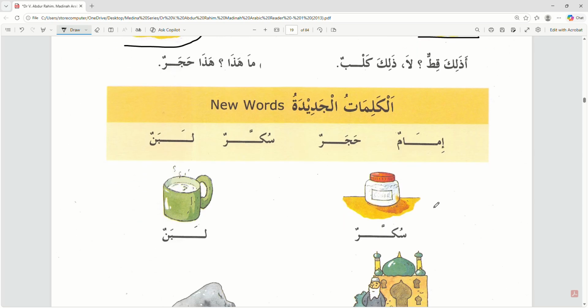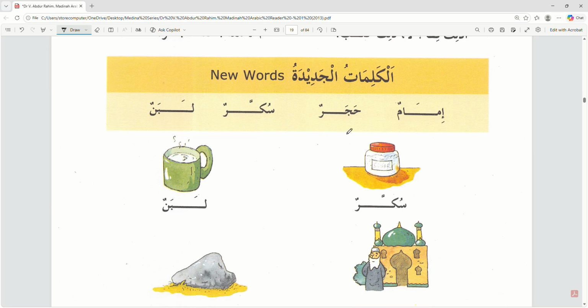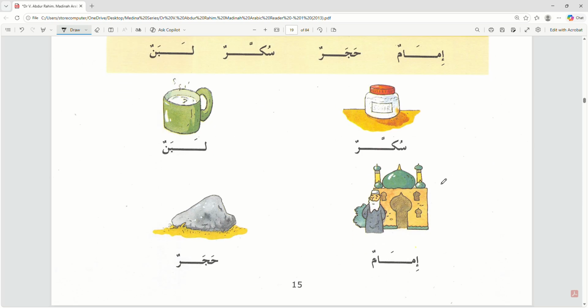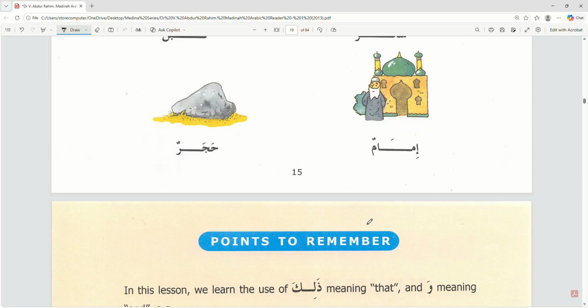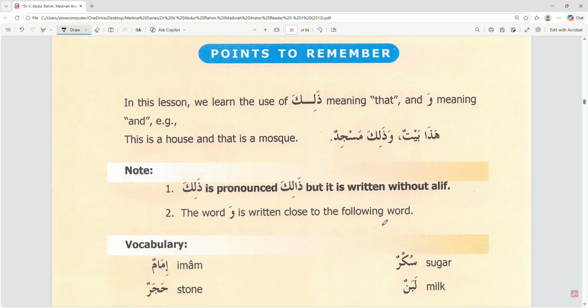الكلمات الجديدة. So الكلمات is words, جديدة, new. So these are the new words you're going to learn. Every lesson you're going to see الكلمات الجديدة. And it's important that you memorize at least 80%, if not 100%. But let's try to memorize all the words. إمام, حجر, سكر, لبن. Here's the picture of each.